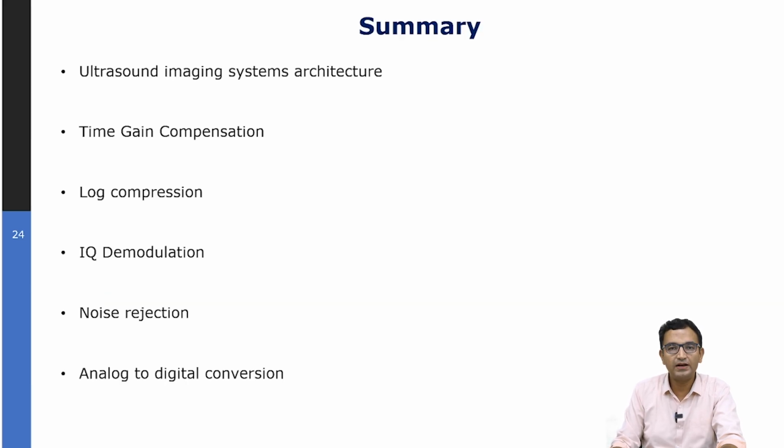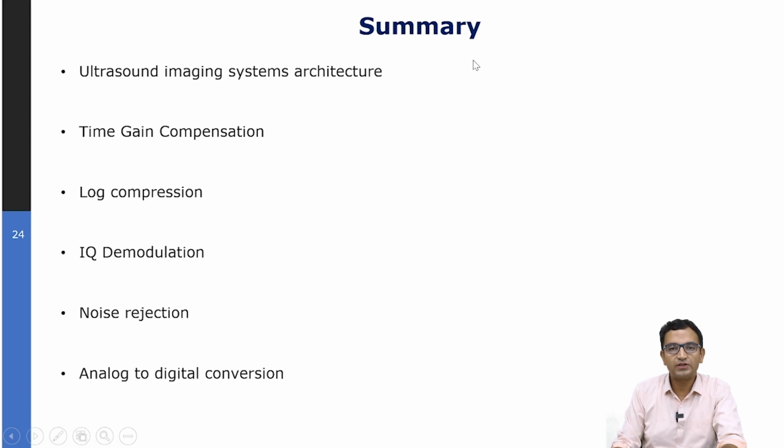Once you get the echo in the digital format, you can perform processing for display purposes. You can do color mapping. You can do post processing, for example, various filters, denoising filters, etc. And then you can display the image.